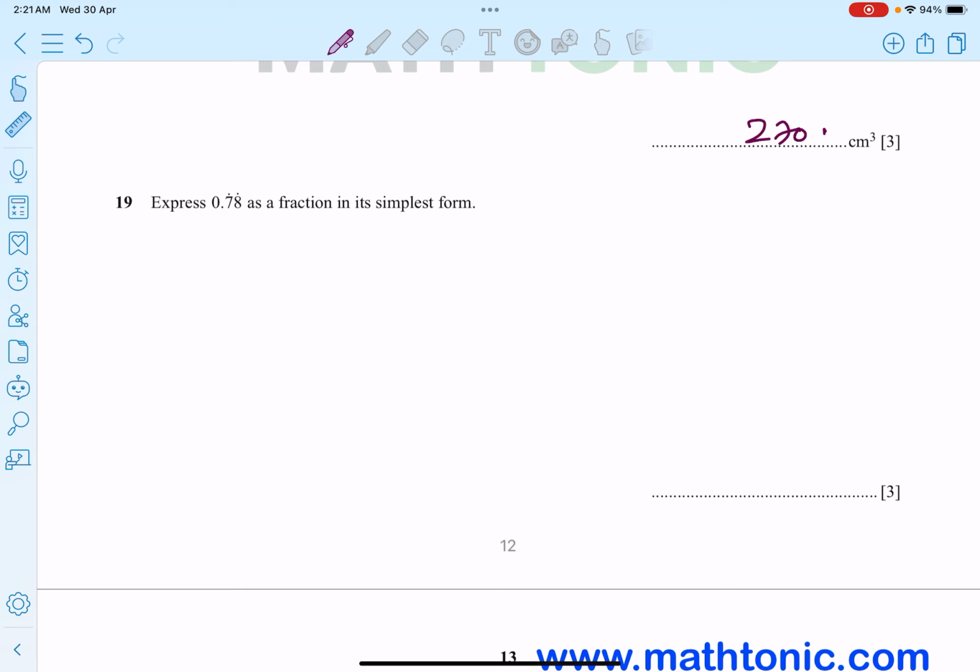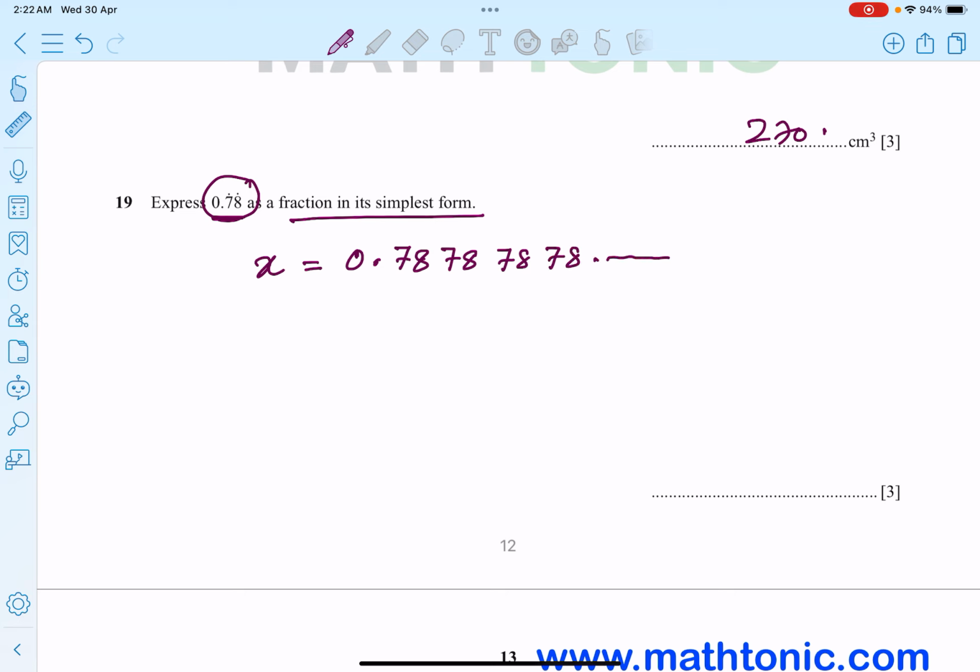Okay, so express 0.78 recurring as a fraction in simplest form. Now listen, to write down a recurring decimal in fractional form, always try to make it equal to x. So I'm doing it like this. x equals 0.78 recurring. What does it mean? 78, 78, 78. It goes on like this.